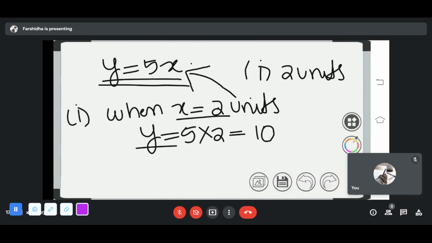x is 2, y is 10. So what will be the point? x is 2, y is 10. You can write like this.